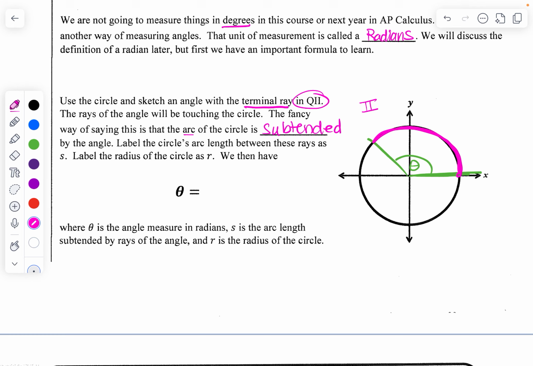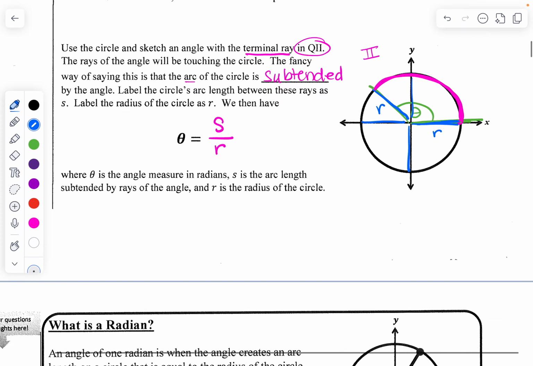So theta would equal the length of the arc on the circle divided by the length of the radius, okay? Where we know that this distance here is the radius. Also, we see that here and here and here, but also here, okay? From the center to the edge of the circle is always a radius.